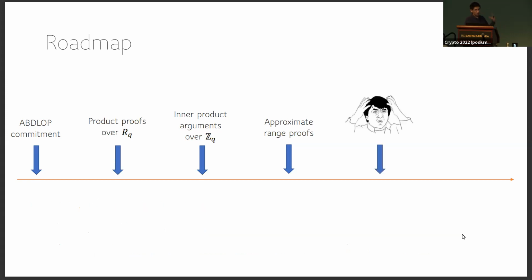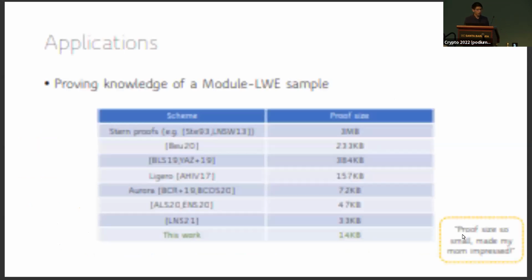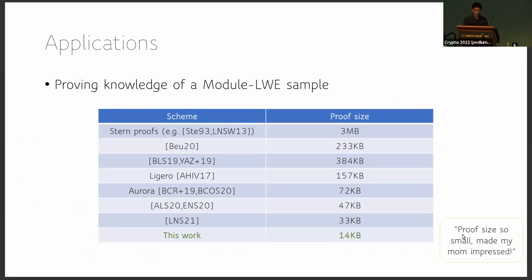Okay, and then we just obtain the framework by combining all these ingredients. So I don't have much time to discuss all of the applications, but just a simple benchmark-type statement: proving knowledge of a modular LWE sample. So what I mean is, prove that you know small s and e, such that As + e is equal to u.